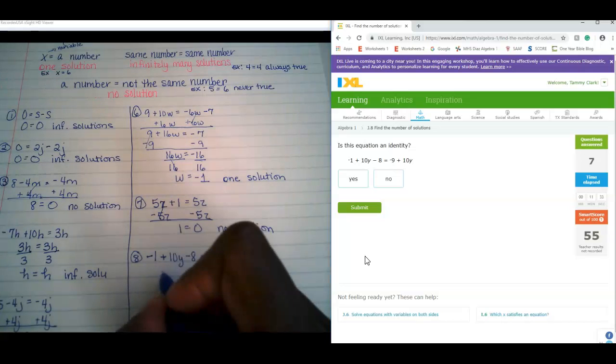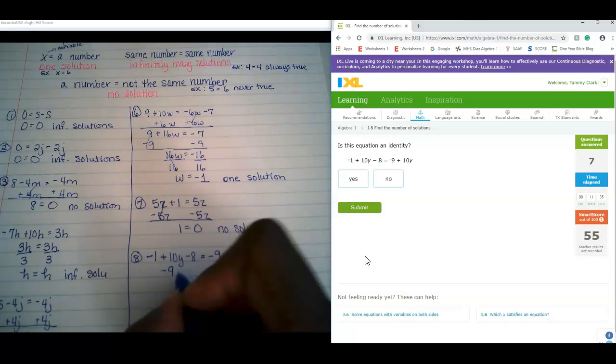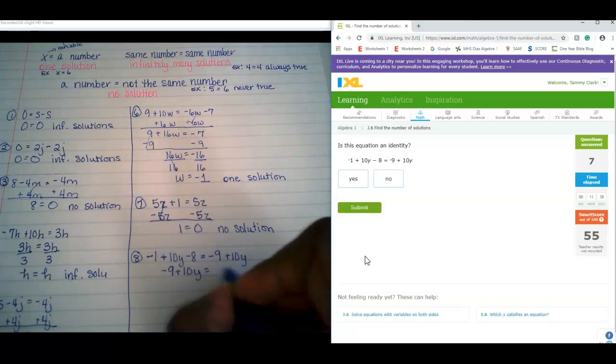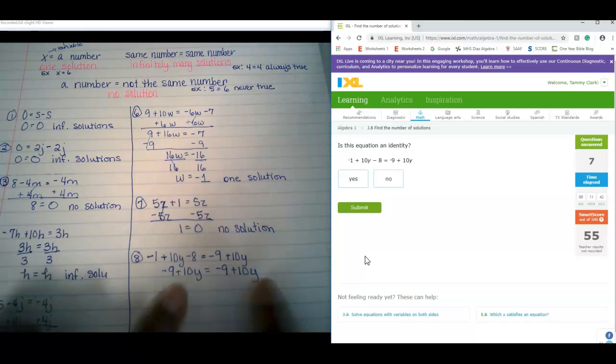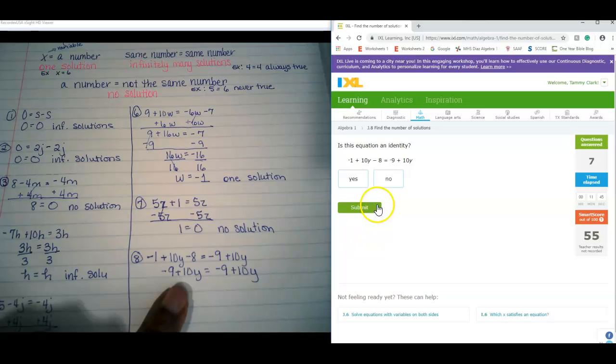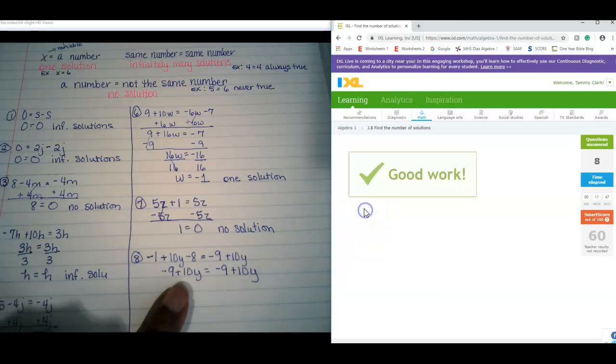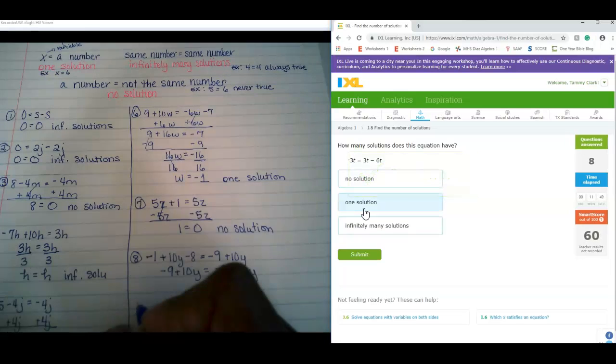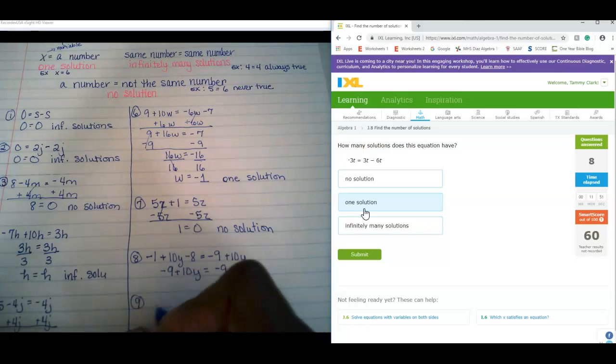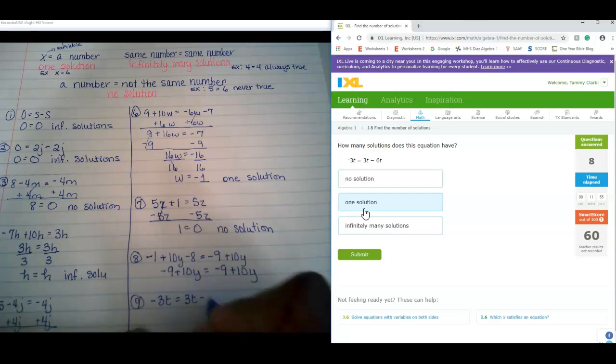Negative 1, negative 8 are on the same team, so this would be negative 9 plus 10y equals negative 9 plus 10y. Well, we really don't need to go any further because one side equals the other. So we can say yes, this is definitely an identity. Look at number 9. Negative 3t is equal to 3t minus 6t.